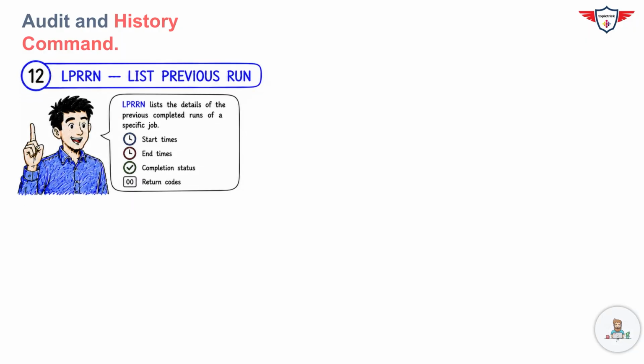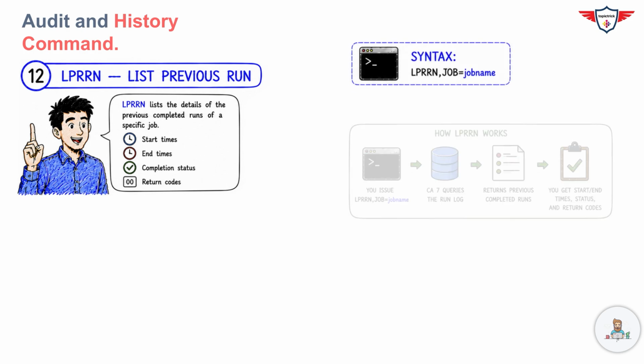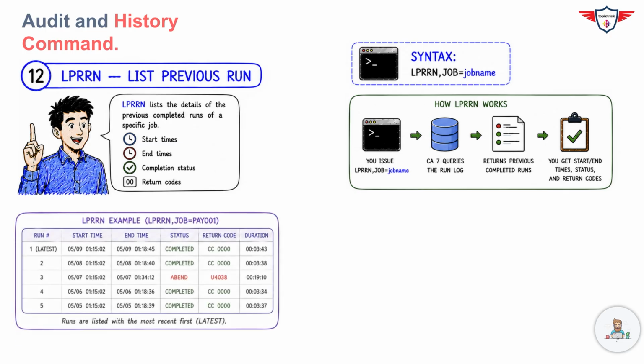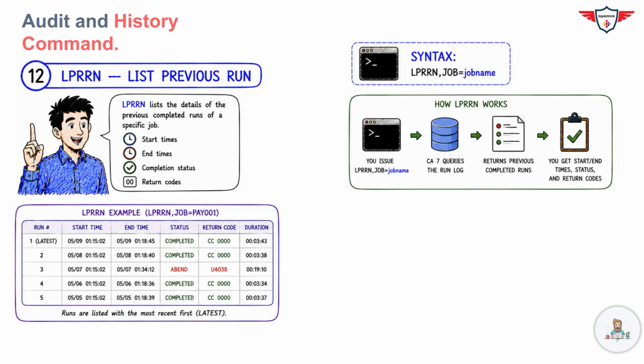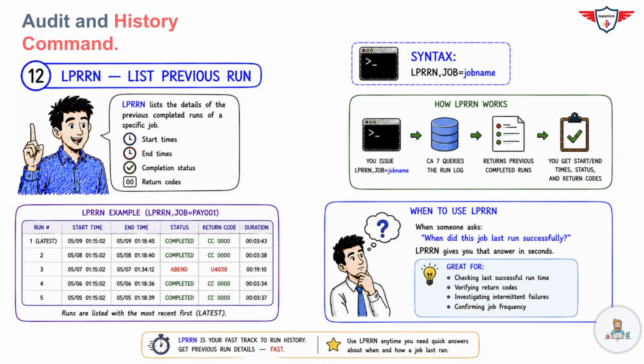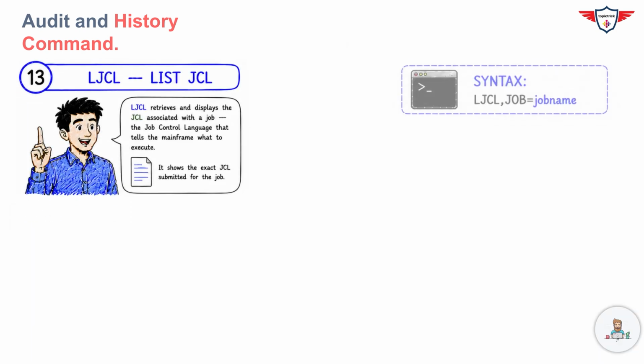Now let's talk about our next command, that is LPRRN, list previous run, and the syntax is LPRRN, job equals to job name. This command lists the details of the previous completed run of a specific job, that is start time, end time, completion status, and return codes. So when somebody asks when did this job run successfully, you can use LPRRN and give the answer within seconds.